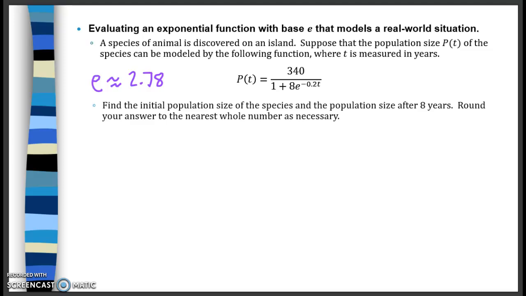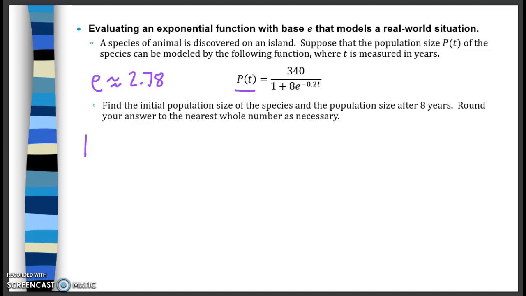A species of animals is discovered on an island. Suppose that the population size of the species can be modeled by the following function, where t is measured in years. So what does p of t mean? That means that the population after a certain amount of time in years is going to equal this function here. We're told to find the initial population size of the species and the population size after 8 years, and then to round to the nearest whole number.